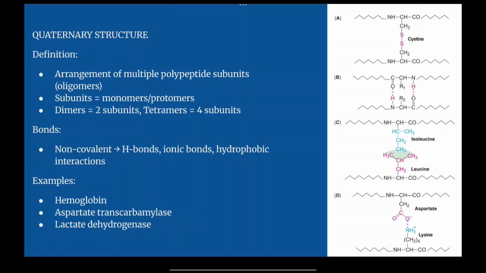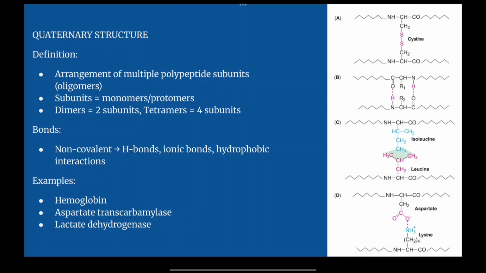Now the bonds formed here are non-covalent: hydrogen, ionic, and hydrophobic interactions. Some examples of quaternary structure are hemoglobin, aspartate transcarbamylase, and lactate dehydrogenase. These are different types of proteins observed inside the human body. Hemoglobin is present in red blood cells, aspartate transcarbamylase is again present in the blood, and lactate dehydrogenase is present in the muscles, whenever a perfect oxygen supply is not provided for the muscles to break down glucose.